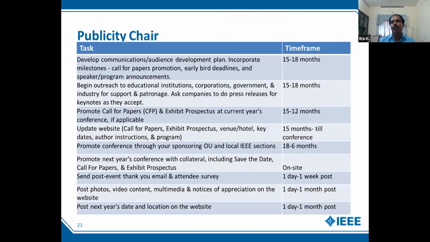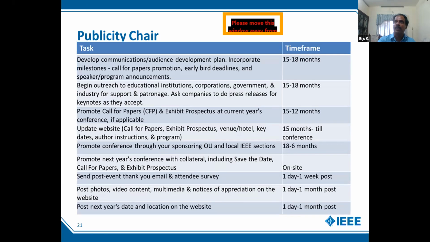Another role is for the publicity chair. The publicity chair should see that enough publicity is given to the conference. Otherwise, the conference may find it difficult to get enough quality papers. So the publicity chair should start the publicity well in advance, at least 2 years, or at least 1.5 years before the conference.